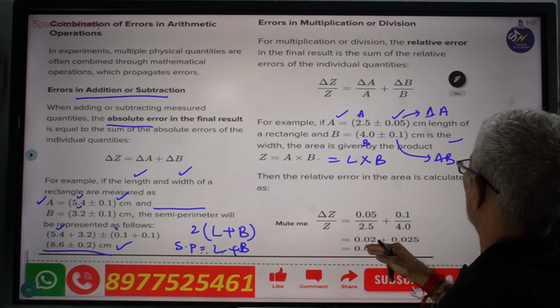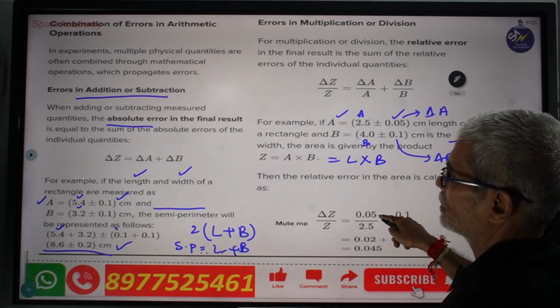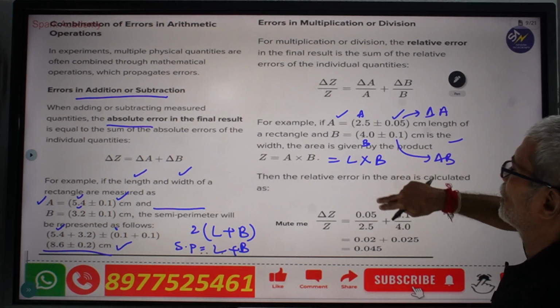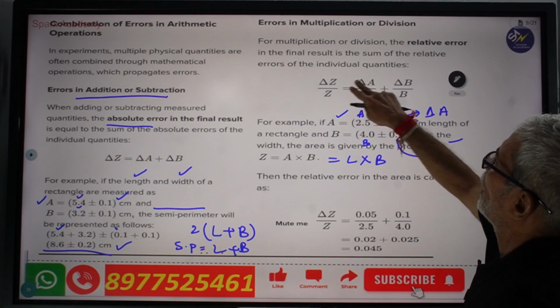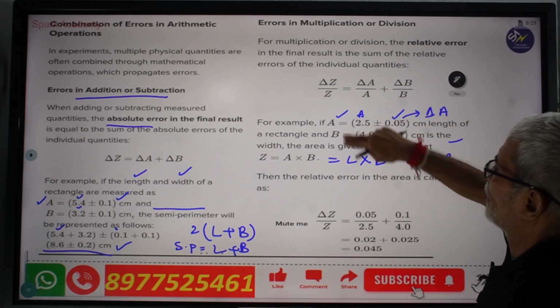So this is how you find out absolute error, okay, and relative error, okay.